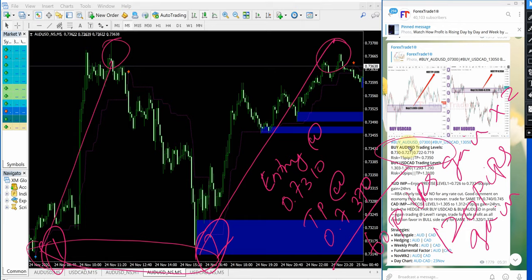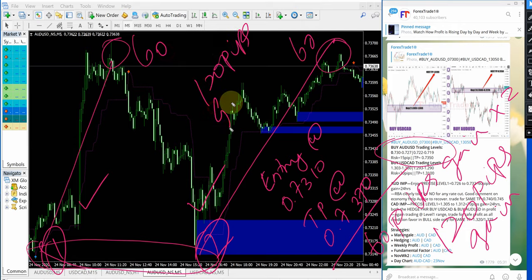And of course, a few pips may differ because of different brokers and different spreads. Overall, from our entry range given, it performed twice from the level, one and two, total 60 pips and 60 pips, total 120 pips gain on buy AUD USD.